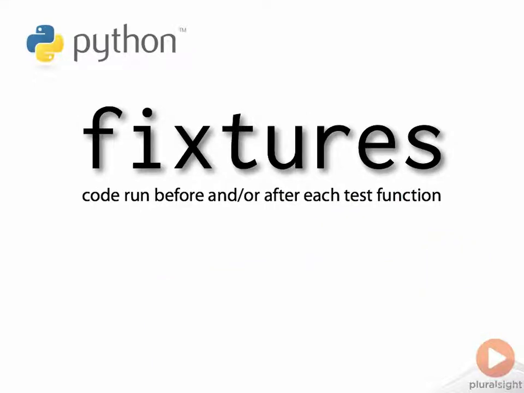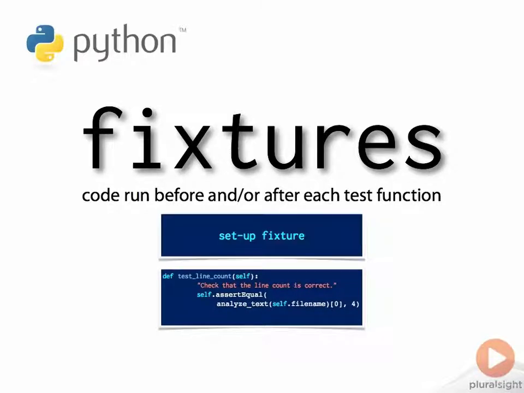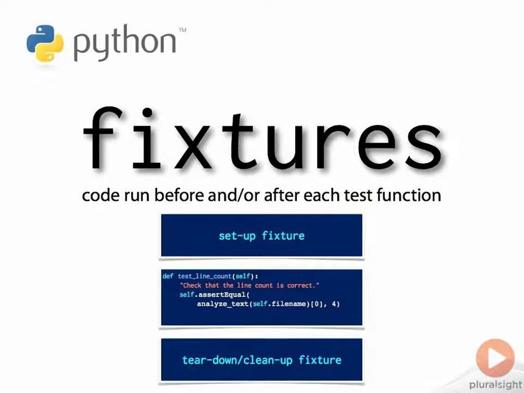The next important concept is that of fixtures. Fixtures are pieces of code which run before and/or after every test method. Fixtures are used to make sure that the test environment is in an expected state before a test is run, for example, to create a necessary database table or populate a cache. Fixtures are then used to clean up any resources that may have been used in a test method.